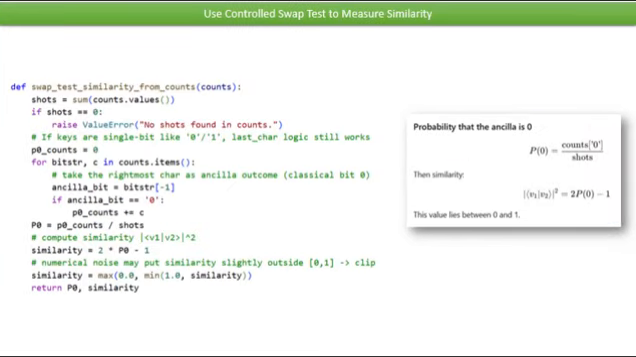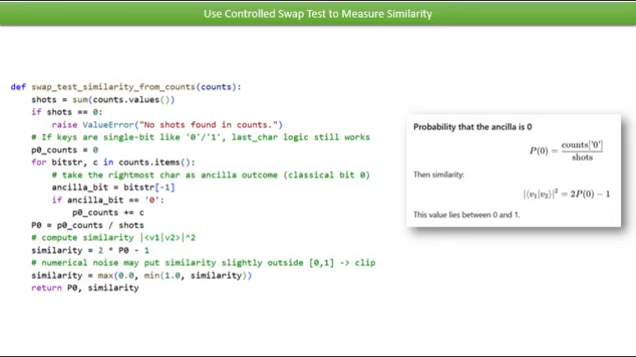Alright, now that we've built and executed our controlled swap test circuit, the quantum simulator gives us something very simple: measurement counts of the ancilla qubit. But what does this mean? And how do we turn this into a similarity score between two sentences? That's exactly what this next function does. def swap_test_similarity_from_counts.